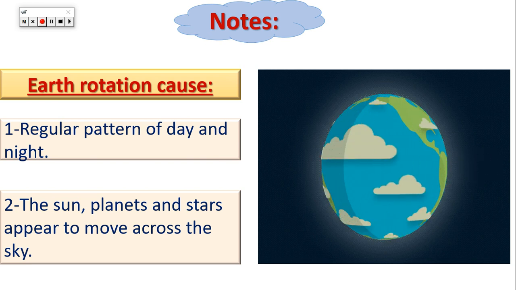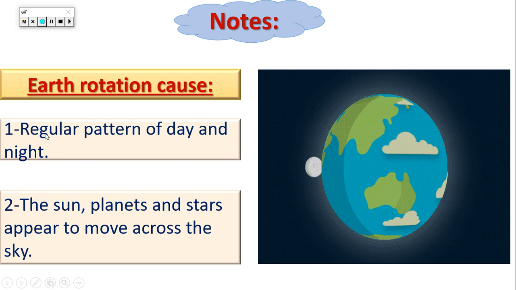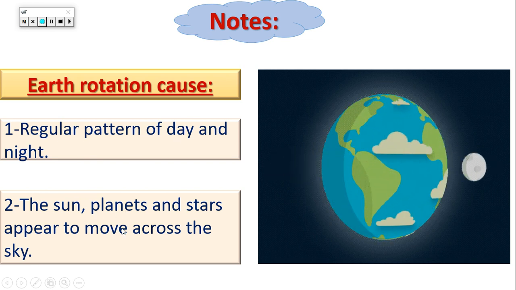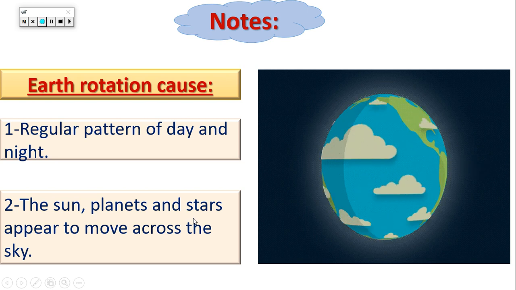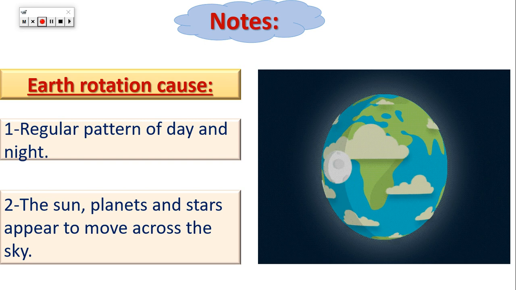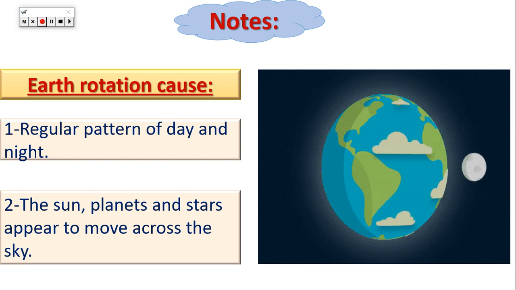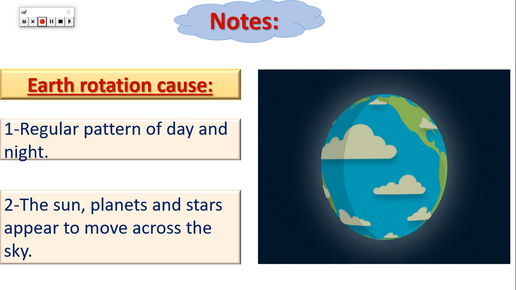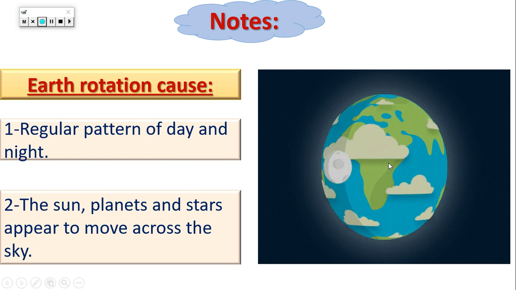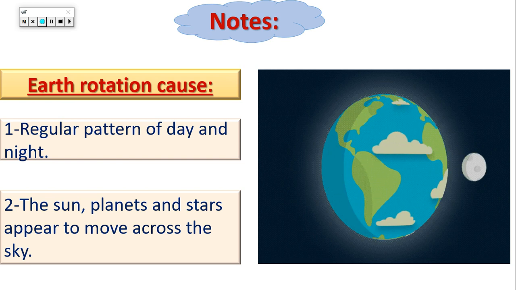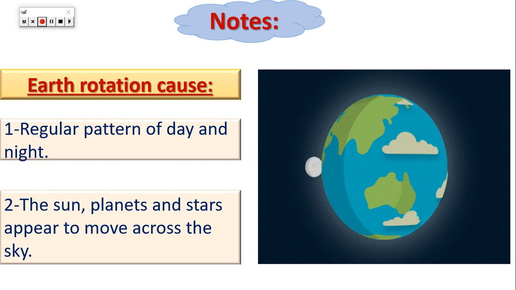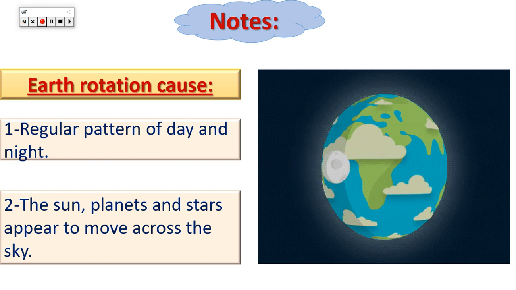Okay, as we said before, the Earth's rotation causes the regular pattern of day and night, and the sun and the planets and the stars appear to move across the sky. When we look at the sun or the stars, we feel that they are moving, but actually the Earth is moving, not the sun and the stars, and not the planets. The Earth is moving around its axis, so it seems to us that the sun and the stars and the planets are moving, but actually the Earth is moving, and we are moving, not them.